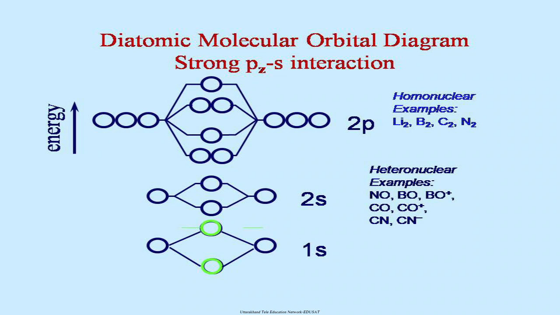This type of energy orbitals would favor the homonuclear bonding of molecules. For example, lithium, boron, carbon, nitrogen. And from this molecular bonding, we can also complete the heteronuclear molecules of different atoms. For example, NO, BO, CO, CN.